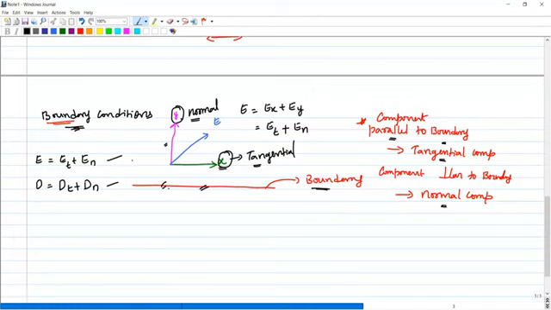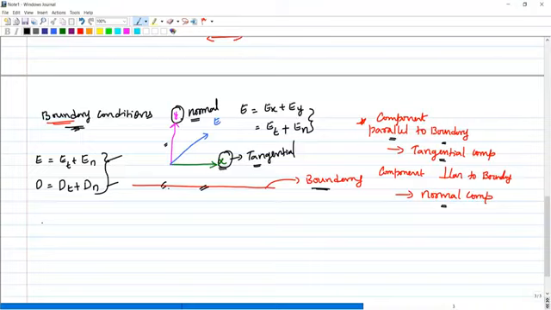Whatever the earlier resolving components we have derived, we have changed them with respect to the boundary. That is, E is equal to Et plus En, and D is equal to Dt plus Dn. So this is the first thing that we have to understand.